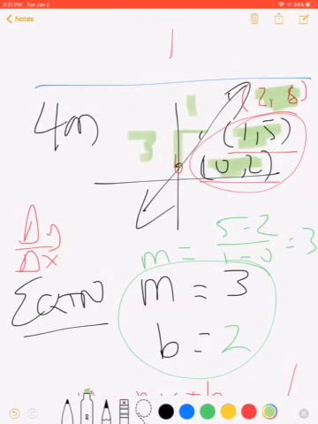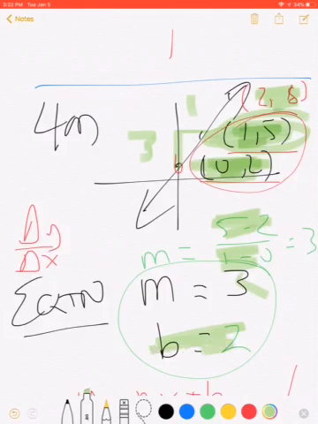You can also do this algebraically. Call this P2 and call this P1. So (1, 5) is P2, and (0, 2) is P1. And then you go 5 subtract 2 on top, 1 subtract 0 on the bottom, delta y over delta x, to get 3 over 1, which is also 3.